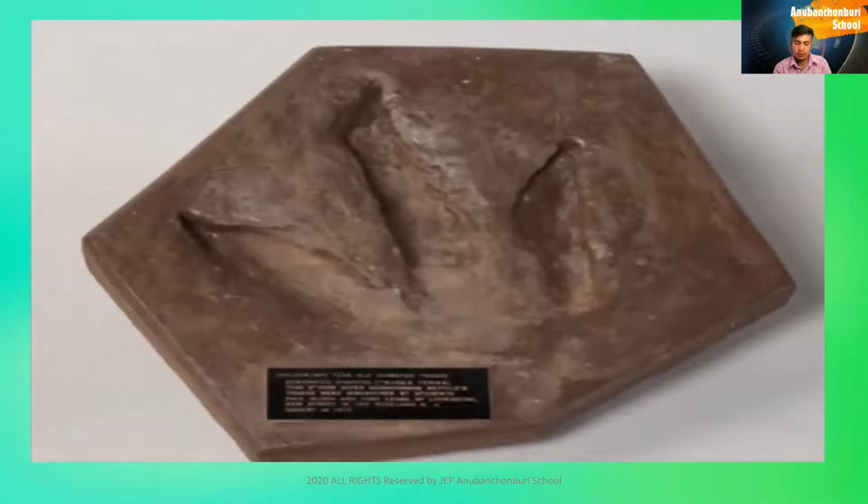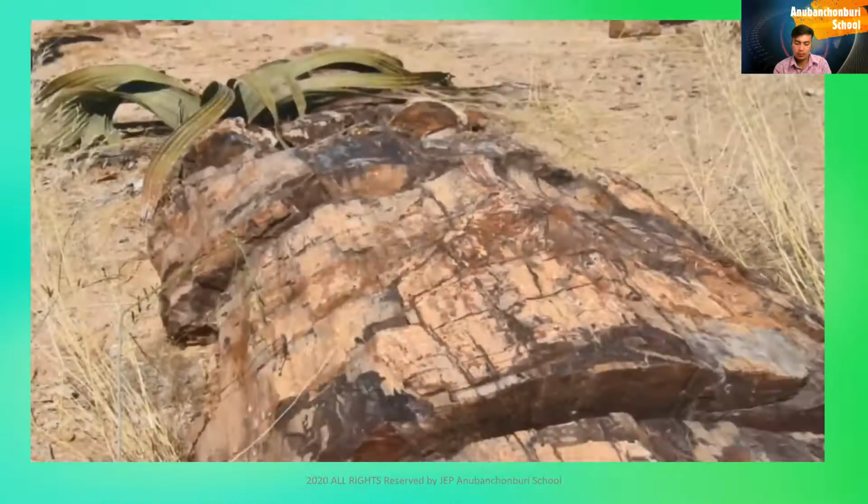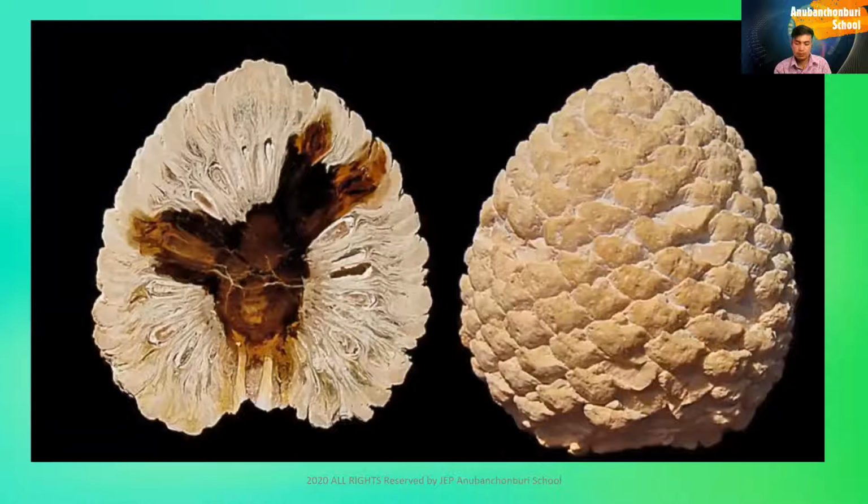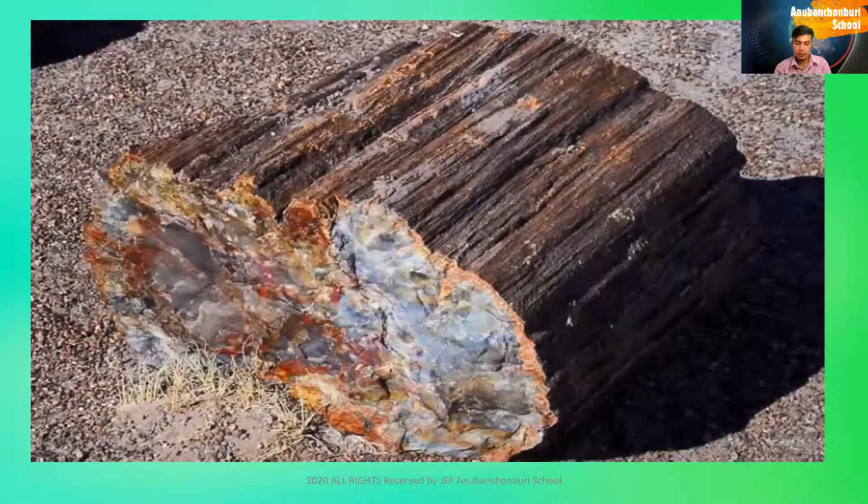Up first, mineralization. If an organism dies and is buried under sand and other sediments, minerals may replace the original material. The minerals may replace all of the organism or a part of the organism. Eventually, only the minerals are left behind and will look like the original organism. A good example of mineralization is petrified wood.